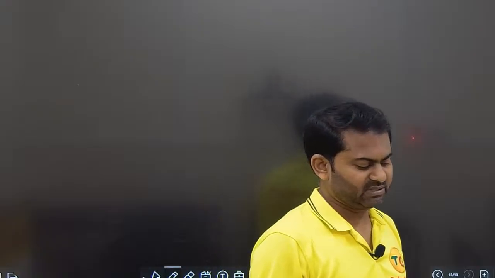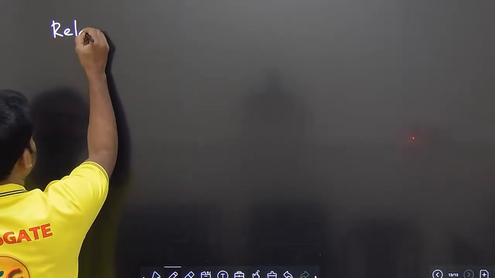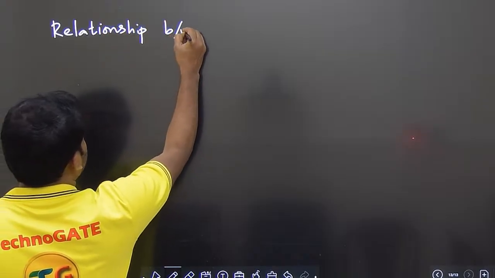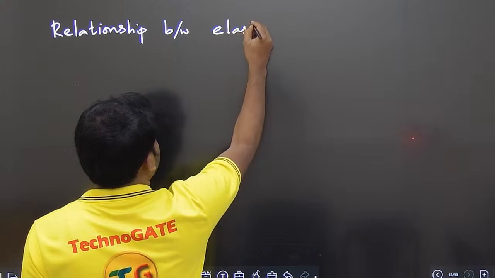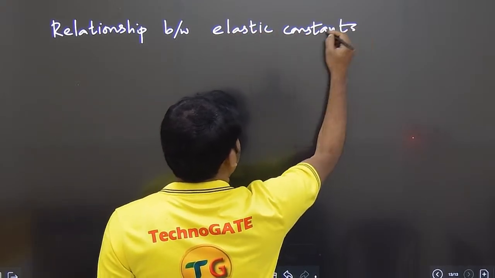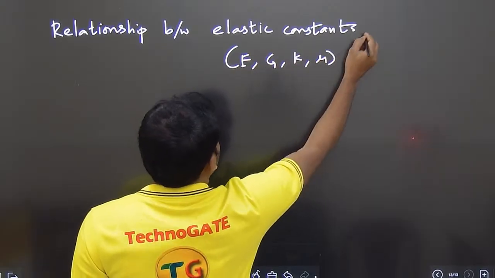That is, the formulas between these elastic constants. It is enough to know the formulas directly. Even in your syllabus it is written derivation not required. So let me put the heading here: Relationships between elastic constants. These elastic constants are E, G, K and mu.